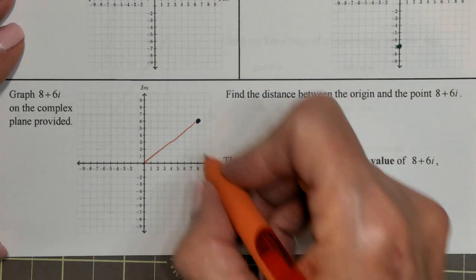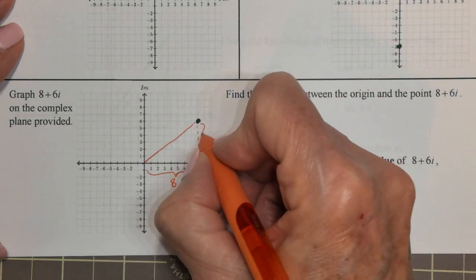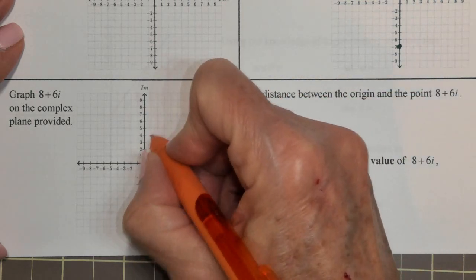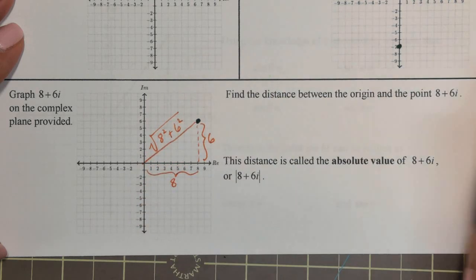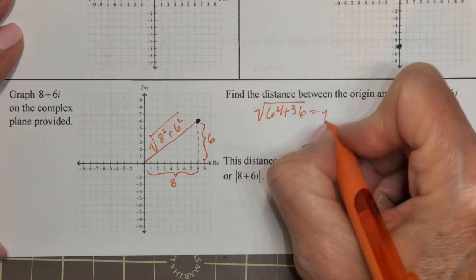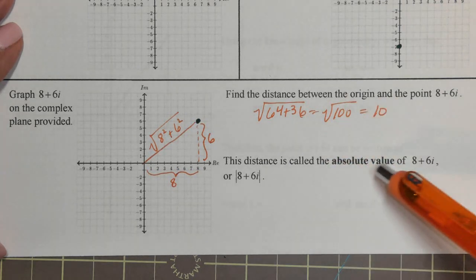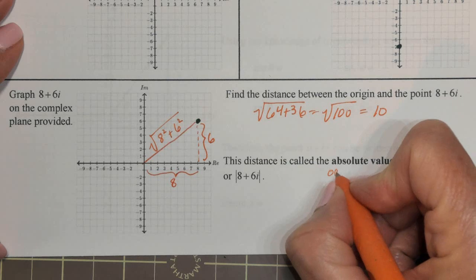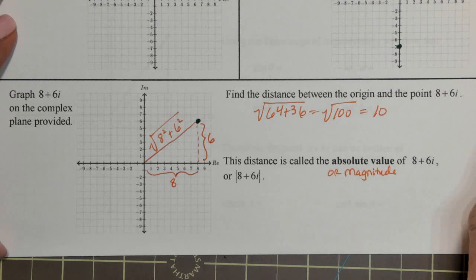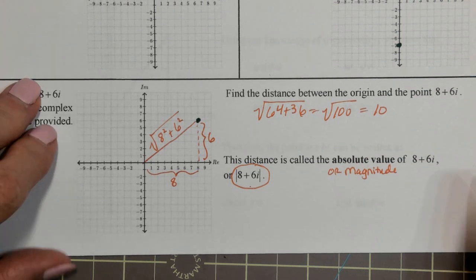Okay, to find that distance, we can just use the Pythagorean theorem. This leg is of length 8, this leg is of length 6. So using the Pythagorean theorem, this would be the square root of 8 squared plus 6 squared. That would be the square root of 64 plus 36, which is the square root of 100, or 10. This distance is called the absolute value, or magnitude, of 8 plus 6i. Okay? So we will denote it just like we do with any absolute value. Okay? All right.